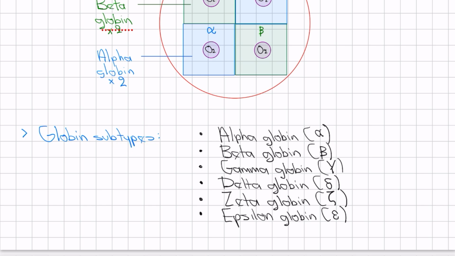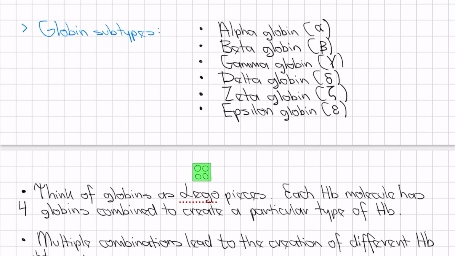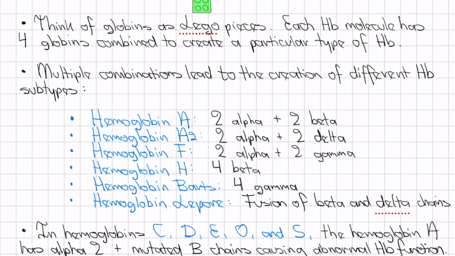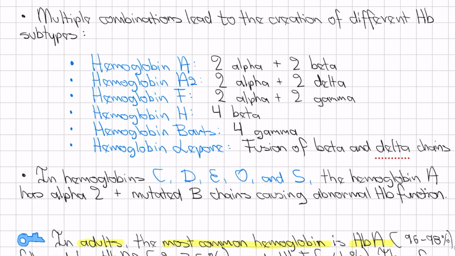There are different subtypes of globins: alpha, beta, gamma, delta, zeta, and epsilon. And the combination of those globin structures will form different types of hemoglobin molecules. For example, the multiple combinations of globin chains lead to the creation of the different hemoglobin subtypes that we can see over here. The most common hemoglobin is hemoglobin A, constituted by 2 alpha and 2 beta.